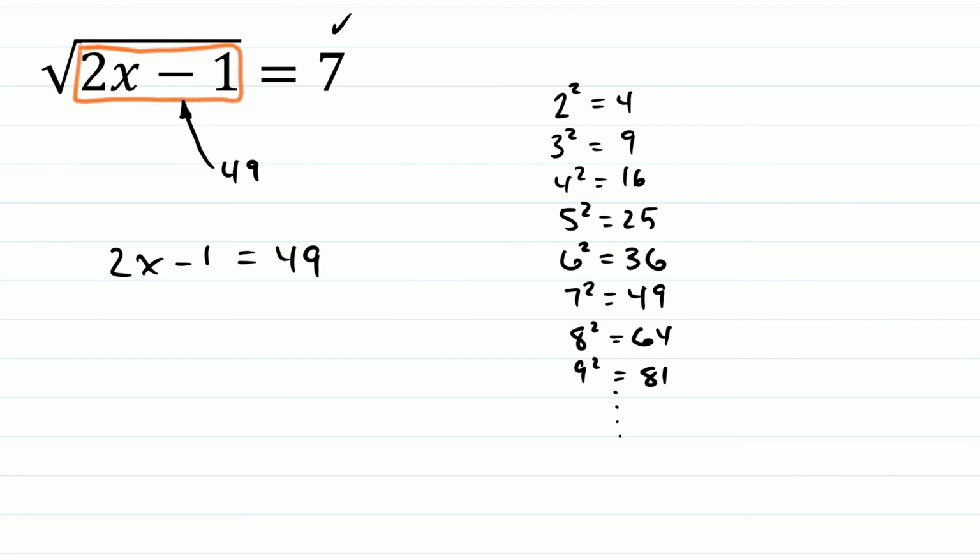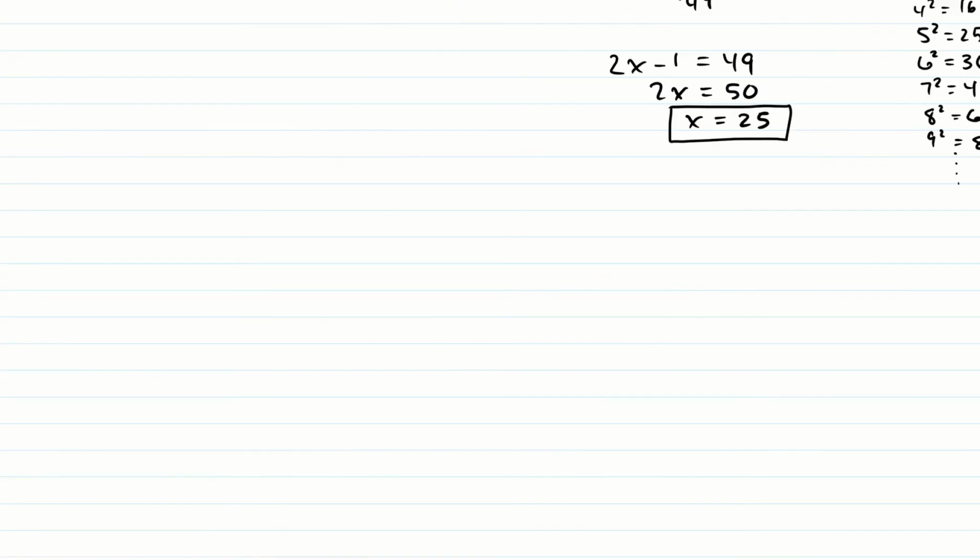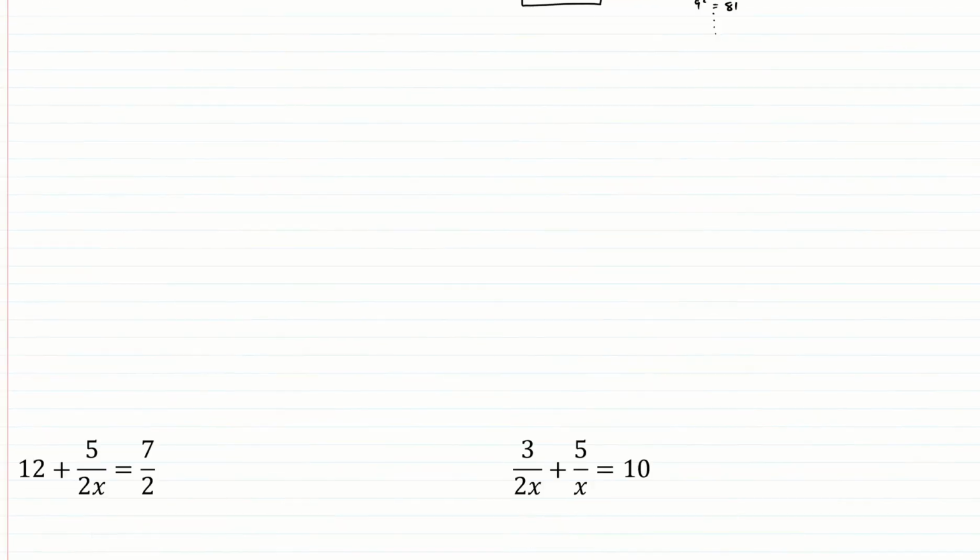I want 2x minus 1 to be the number 49. That means that 2x has to be 50. That means that x would be 25. So if x is 25, I get the 49. And when I take the square root of 49, I get the 7. I don't even need to check it because I just checked it. X is 25.